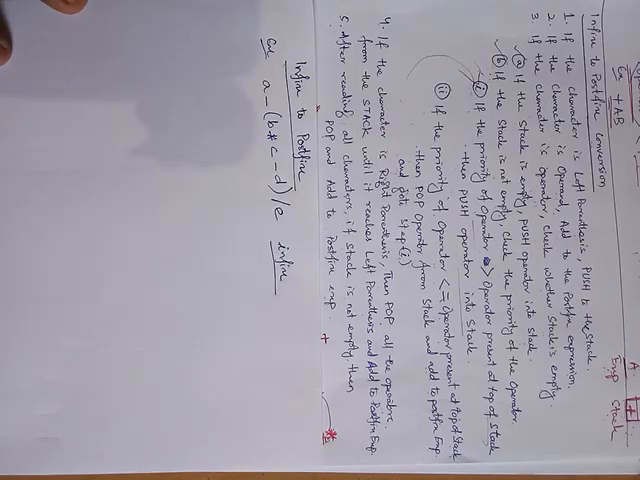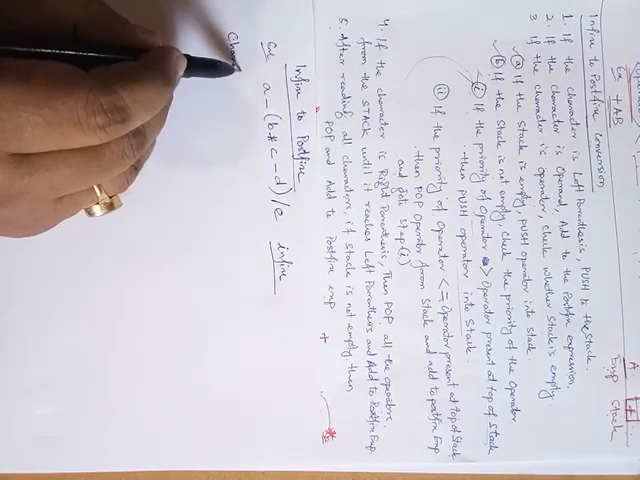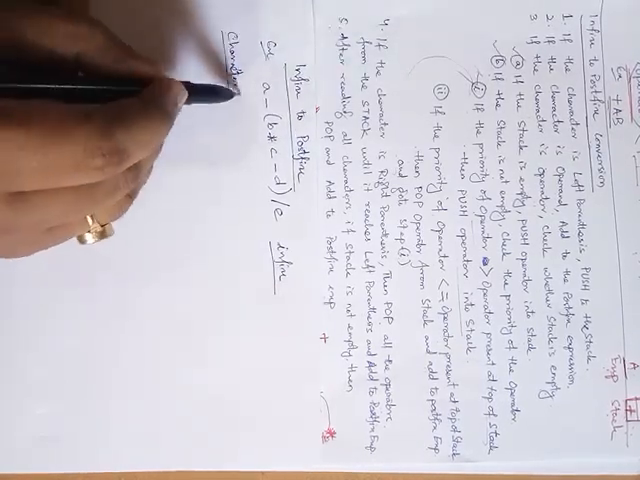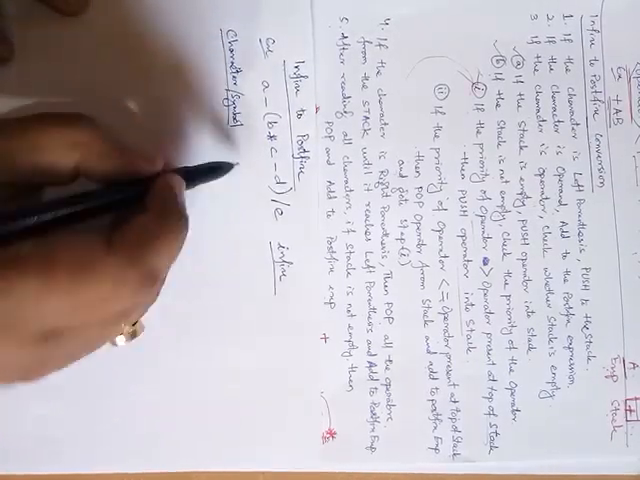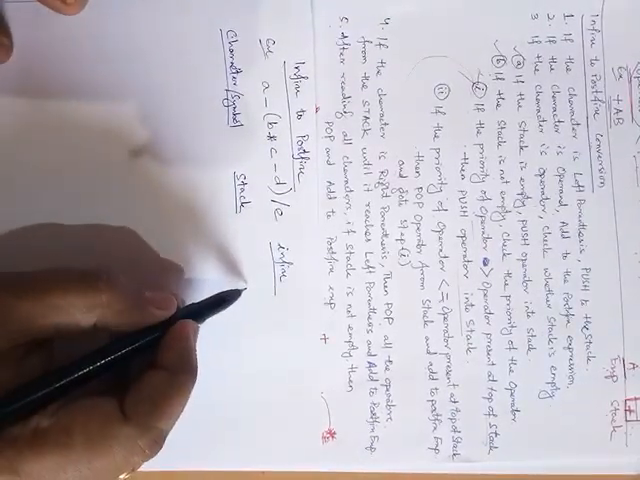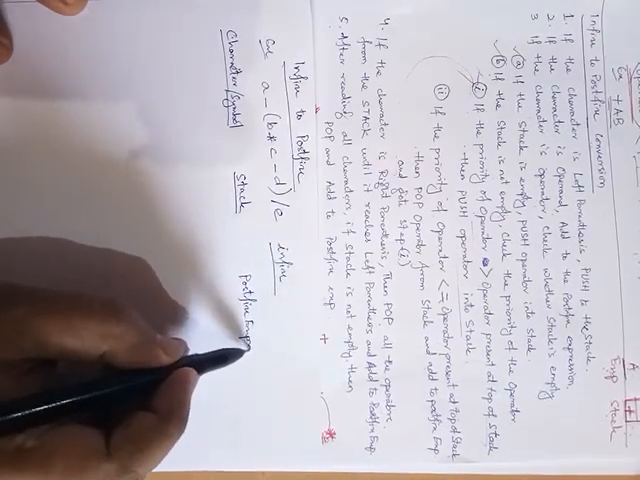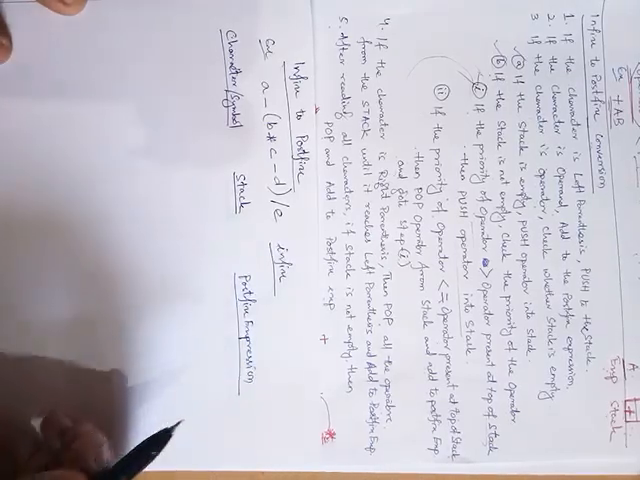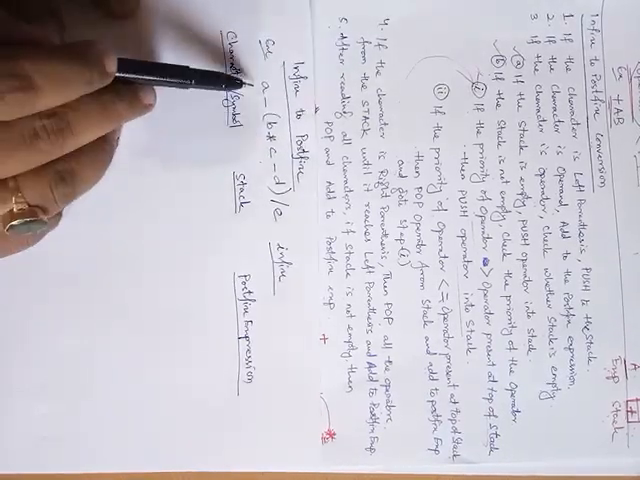First we'll take one stack and one postfix expression. So I am writing it down. I will take three columns. One is for characters, or you can also say symbols. Then next is the stack representation, and the third column is about the postfix expression.